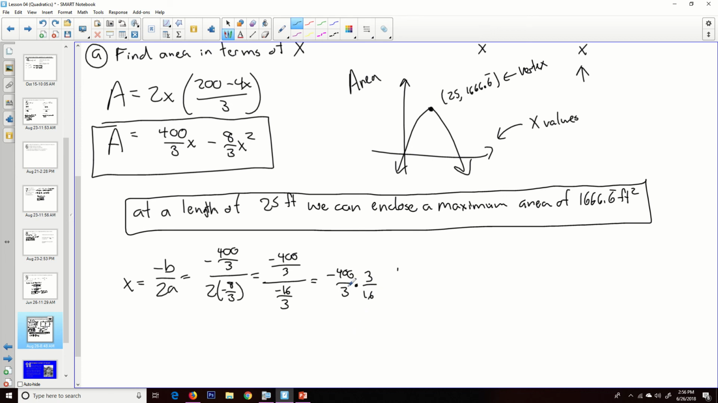And remember that the 3's cancel. And I would have a negative here as well. So negative times a negative is positive. 4 divides both of these. 4 goes into 400 100 times. 4 goes into 16 4 times. So I'd have 100 over 4. Sorry about that. Let's do a better job. 100 over 4, and then 100 divided by 4 would be 25, and notice that's what we got right there. And so if I took that 25 and I plugged it back into the original equation, I would get 1,666.66 repeating.